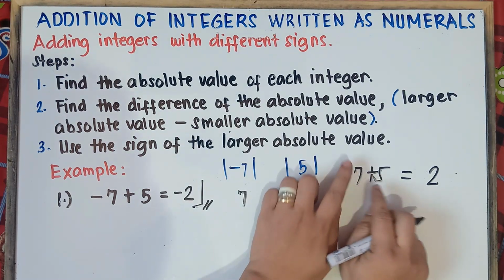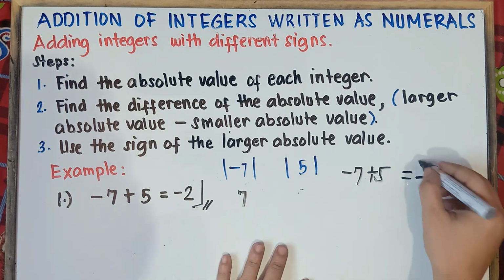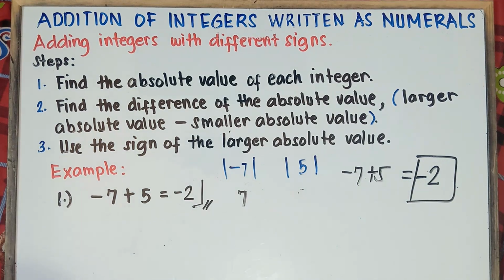Now, 7 is greater than 5. We copy the sign, in which our answer is negative 2. Easy as that, class, for the shortcut way.